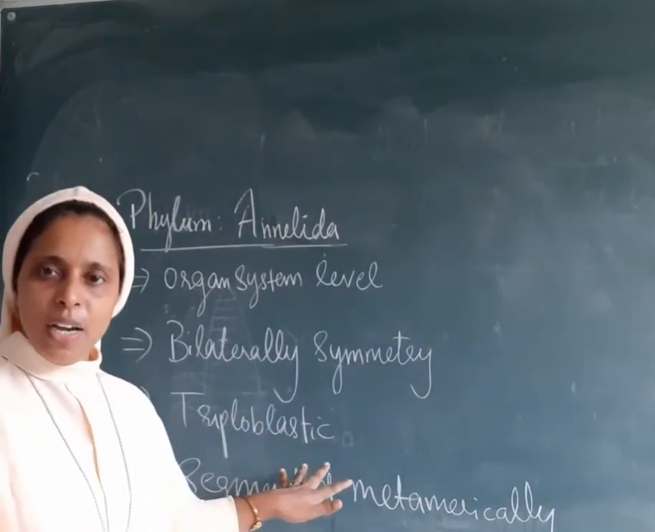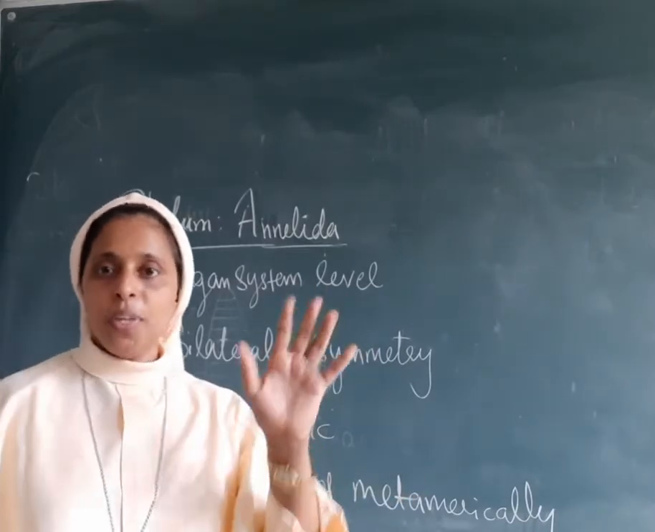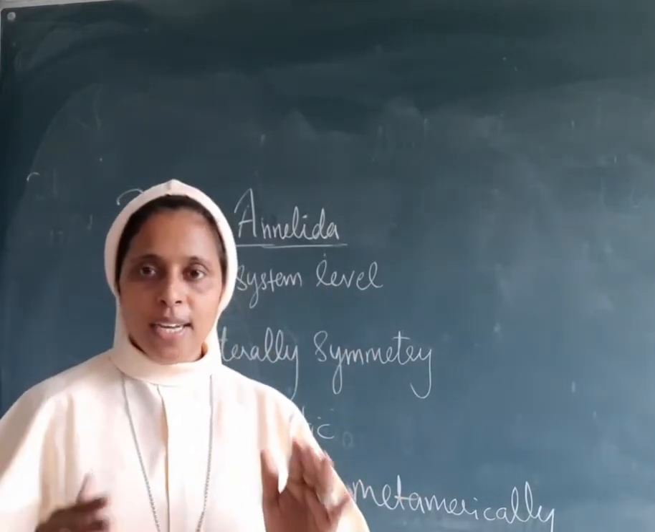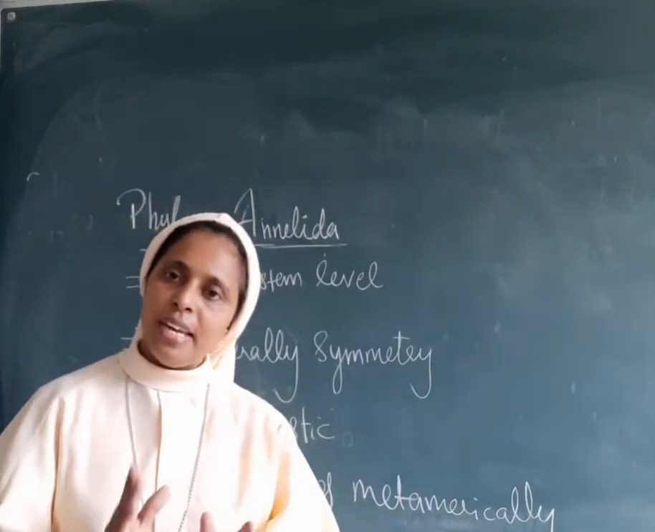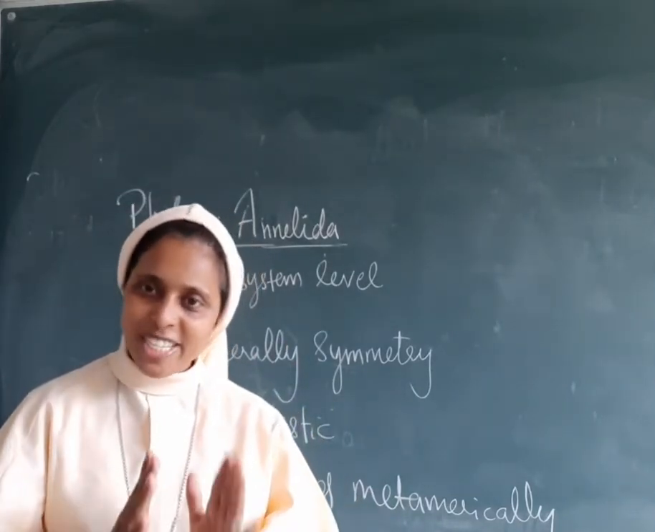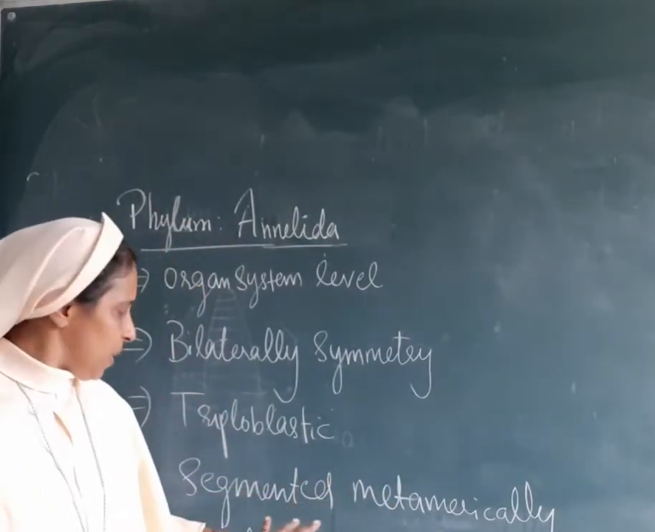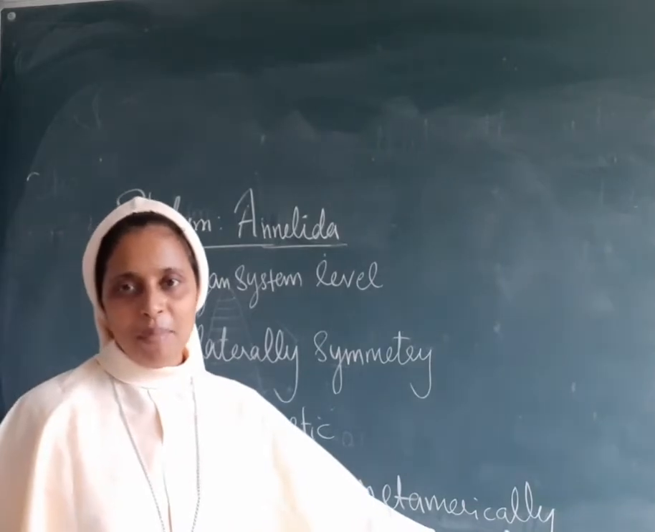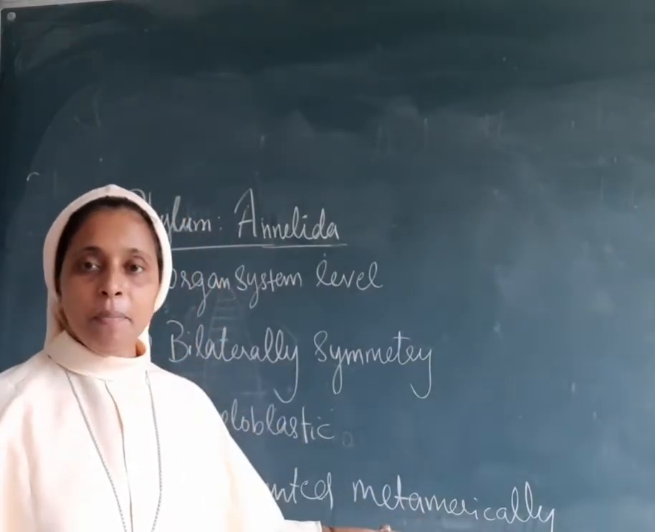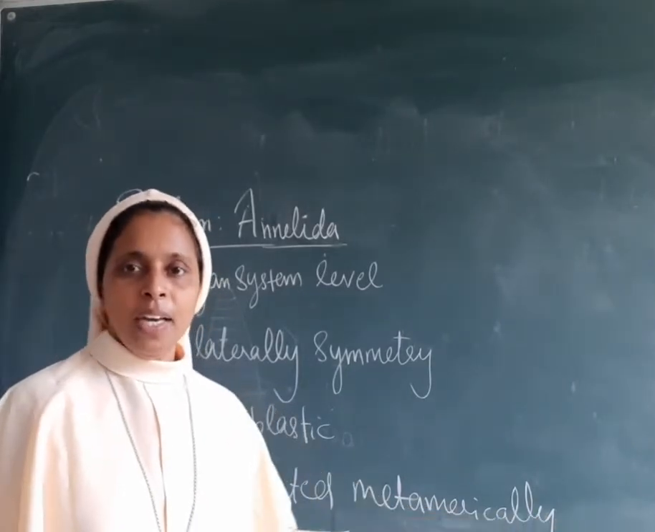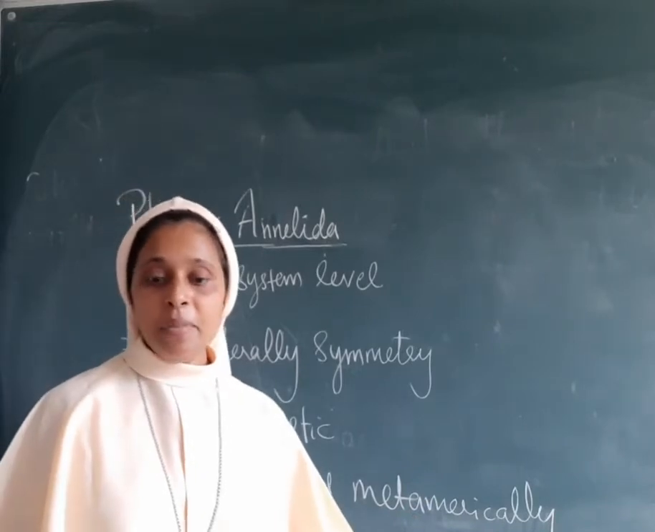Then the other thing we have to learn is the layers. I have told you during the basis of classification, if it has 2 layers, we put them in the category of diploblastic. If it has 3 layers, we put them in the category of triploblastic. So here they are triploblastic, that means 3 layers are formed. Then the body of phylum Annelida is segmented. If the segments are formed, that phenomenon is termed metamerism.